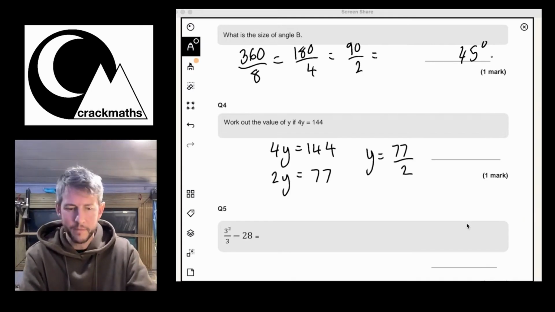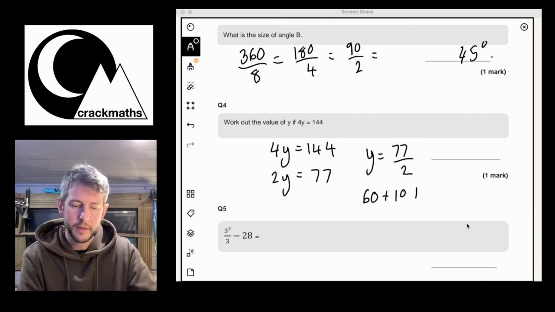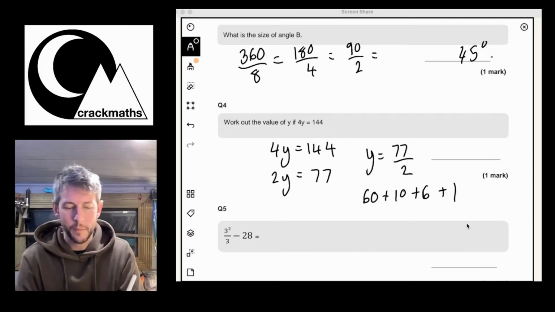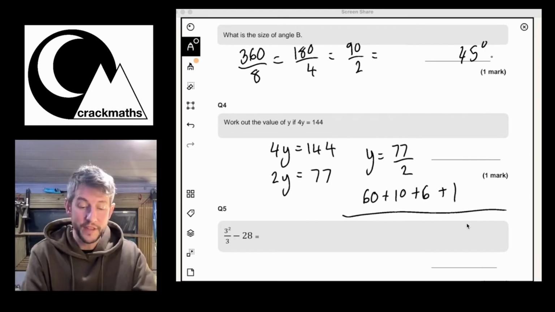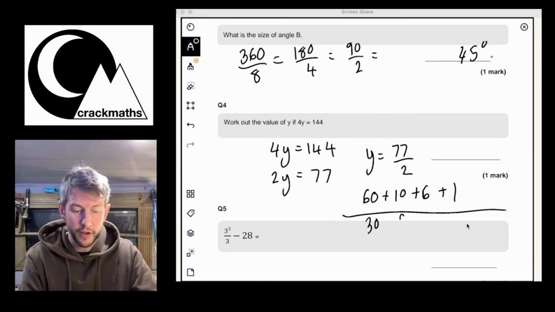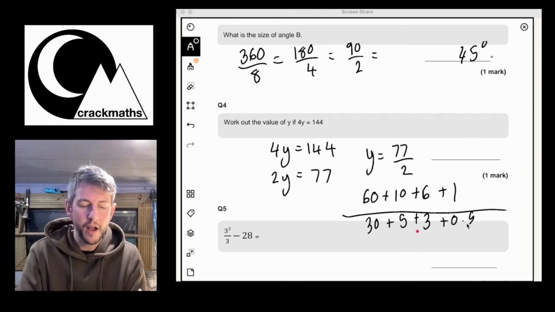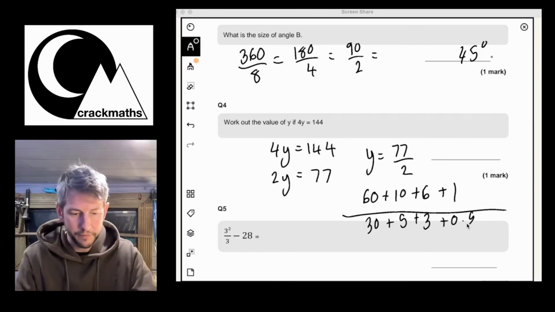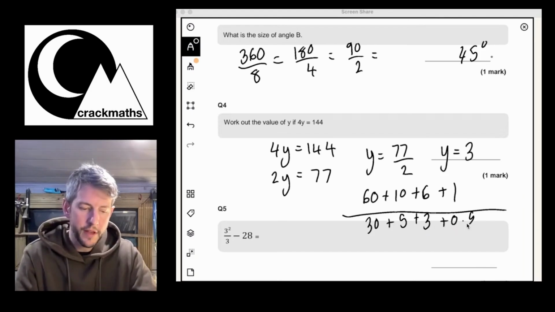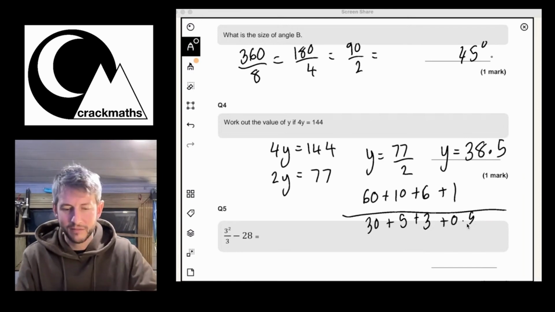So let's split this up to divide this by 2. 77 is like 60 plus 10 plus 6 plus 1. I know that this is a complicated way of doing it, but I know how to halve all of these numbers. So half of 60 is 30. Half of 10 is 5. Half of 6 is 3. And half of 1 is 0.5. So this will be 30, 35, 38, 38.5. So y equals 38.5. Okay, right. I hope this is all okay.